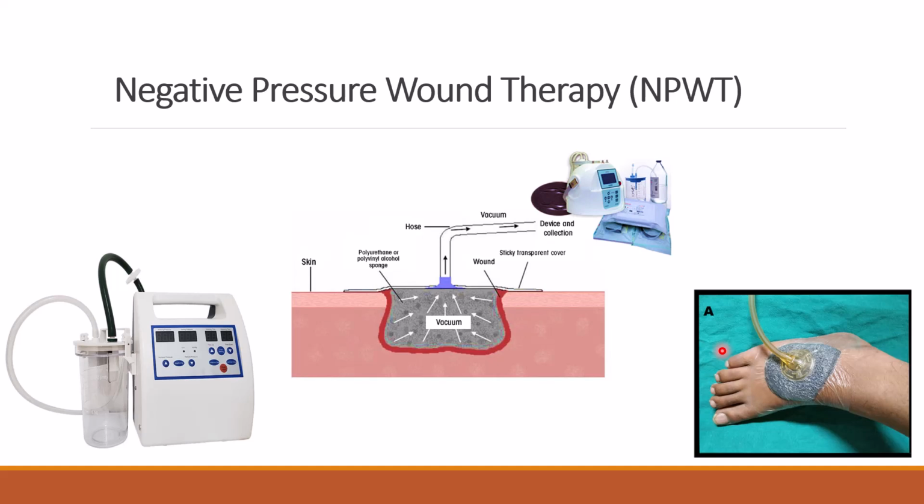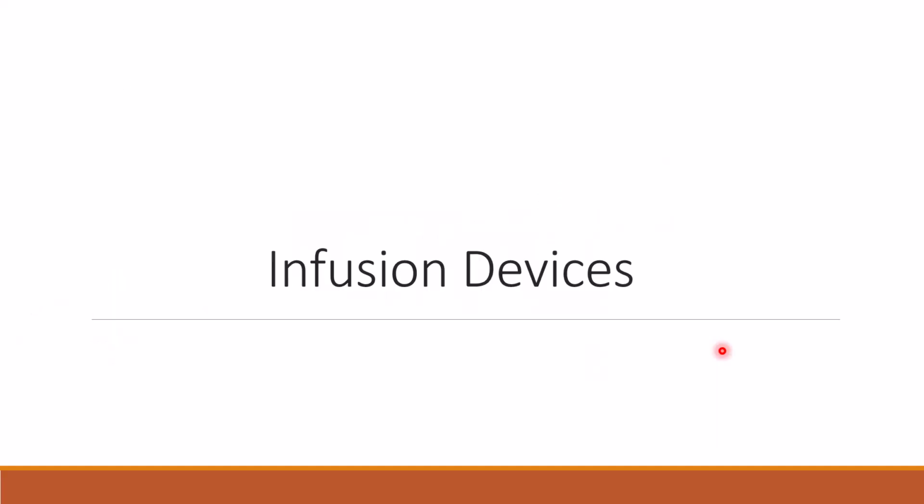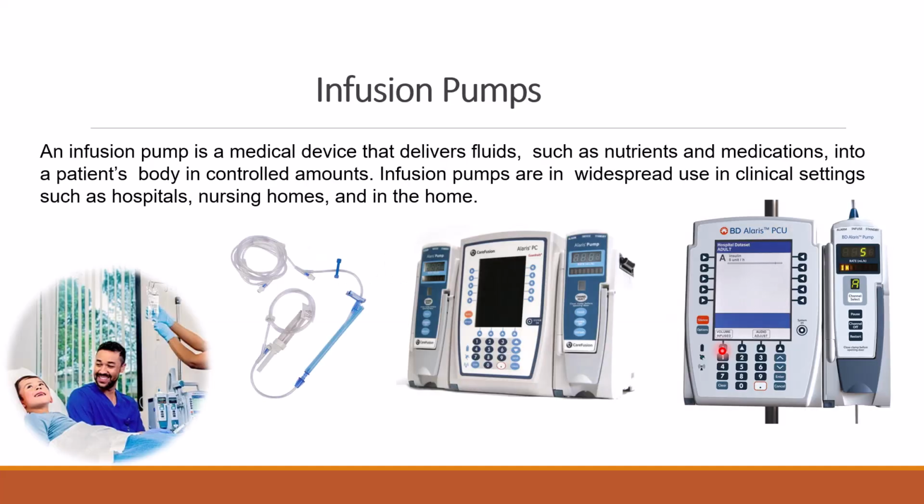We have the infusion devices. The infusion devices are used to deliver medication or nutrition to the patient: medications, fluids, blood, nutrition. We have two different types of these devices. We have the infusion pumps and we have the feeding pumps. The infusion pumps are very important for the patient, and the feeding pump is also very important, especially for pediatric patients.